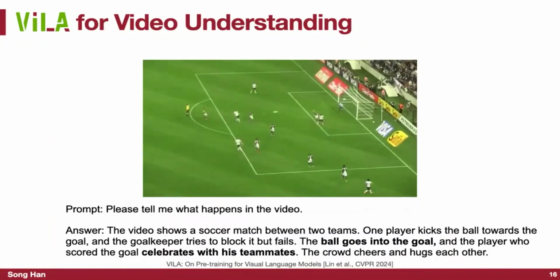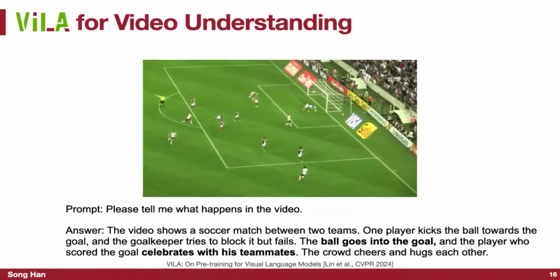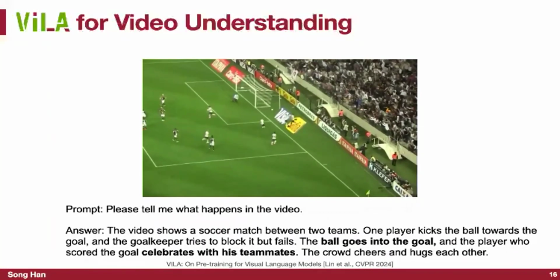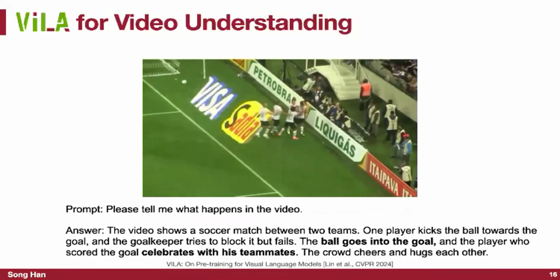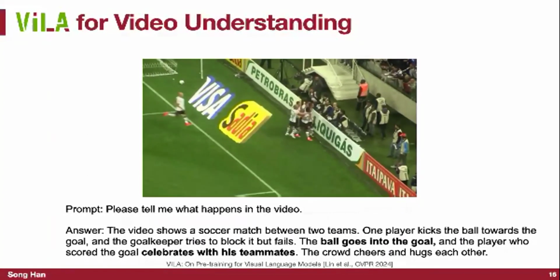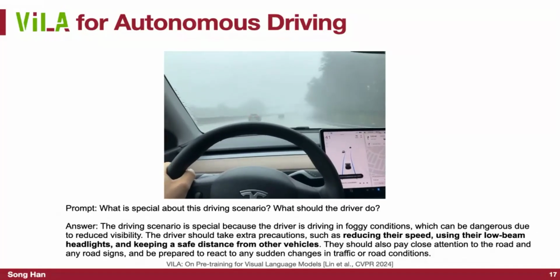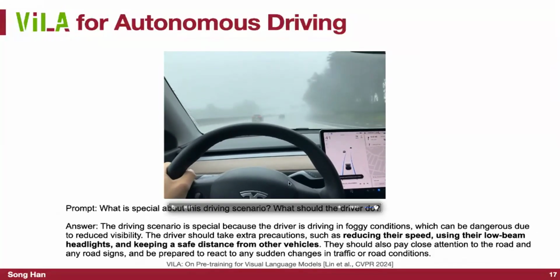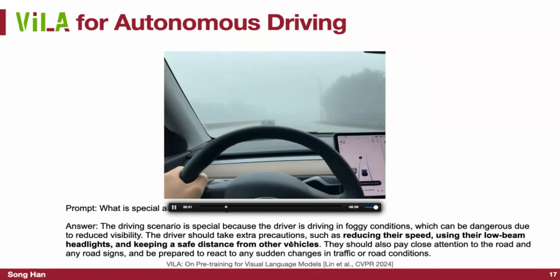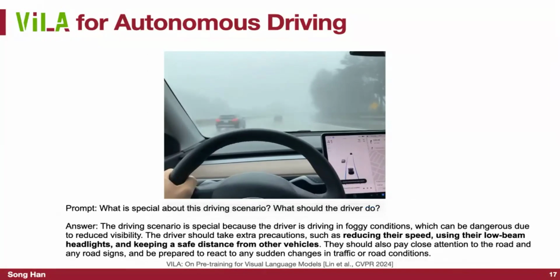Like in this football game, it can tell what is happening in the video. The ball goes into the goal, he celebrates with his teammates, the crowd cheers and hugs each other. Another example of VILA is helping autonomous driving, where Sanya is going to present some of the demos as well. I shot this video when I was driving the Tesla and just fed it to VILA to test its performance. It says you should reduce the speed, use the low beam headlights, and keep a safe distance from other vehicles for handling such corner cases.